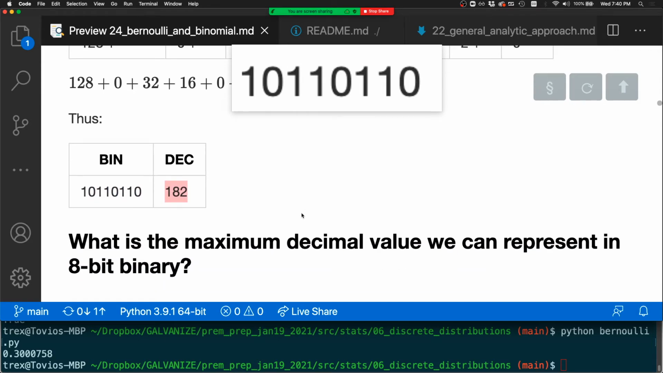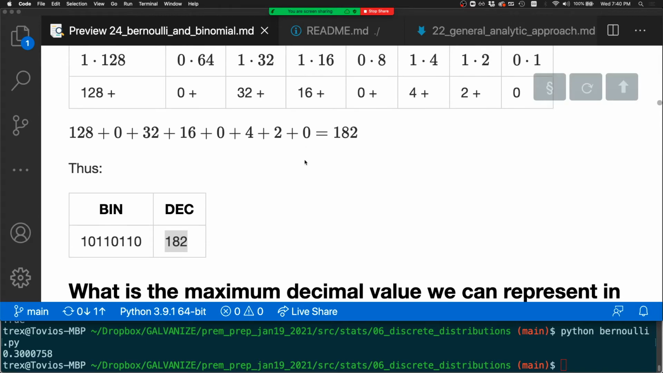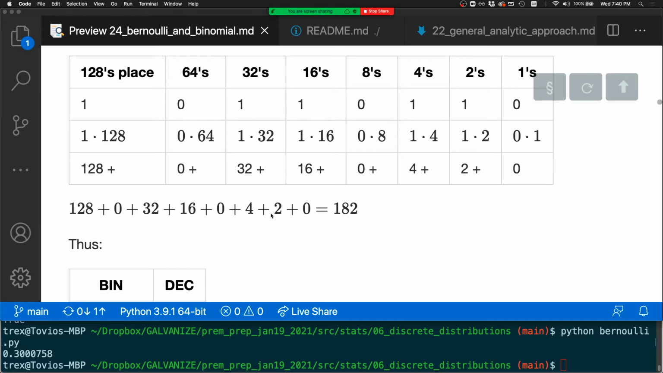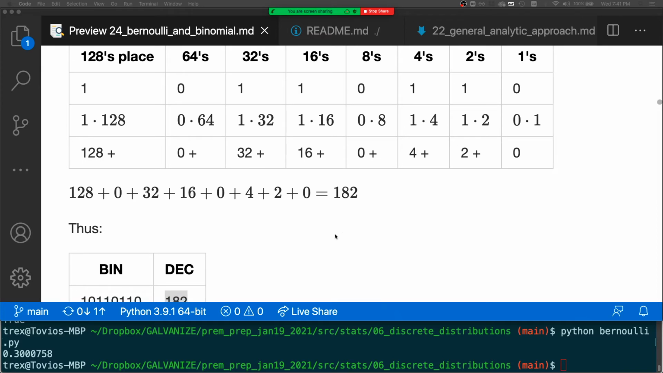So here's a question. What is the maximum decimal value that we can represent in 8-bit binary? It might help to look at this up here. If we had all ones, what's that maximum value that we can represent in 8-bit binary? It seems like it's 256, but 255 is the maximum decimal value we can represent. There's 256 potential values, but we have to include 0 as one of those values. So if we add 128 plus 64 plus 32 plus 16, and all of those, we would get 255. So there's 256 total values, but we can represent up to 255.